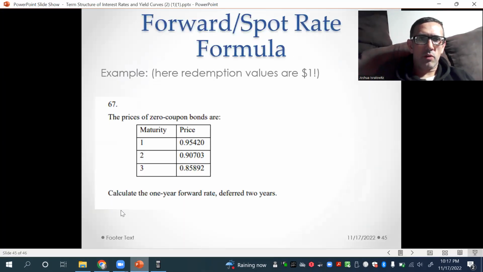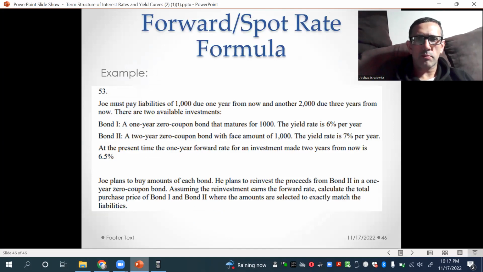All right, now on to this last problem. This is an absolute sea of words, just verbiage, vomit. I don't know how else to put it. Just a lot of words. But it's actually a very simple problem if we just think about this logically. So Joe must pay liabilities of 1,000 due 1 year from now, and another 2,000 due 3 years from now.